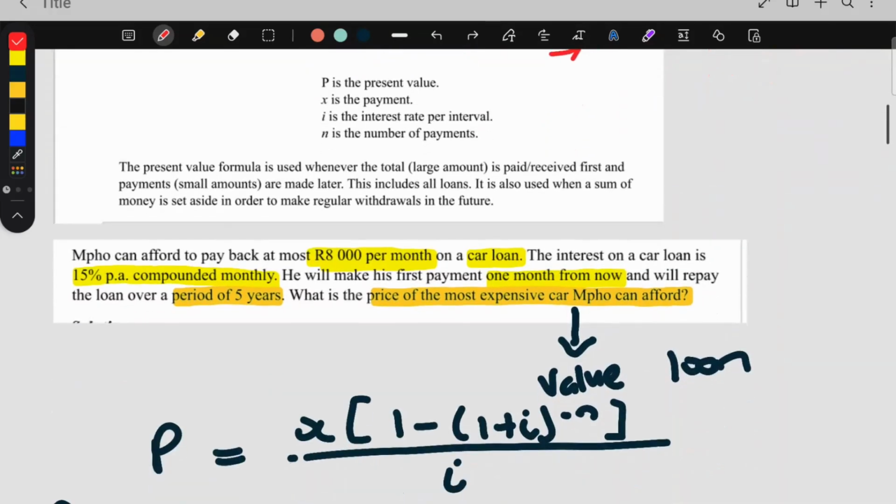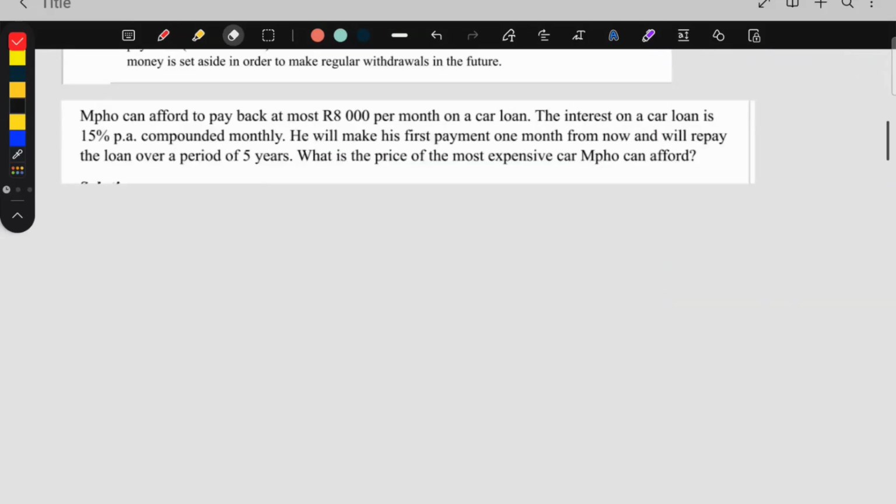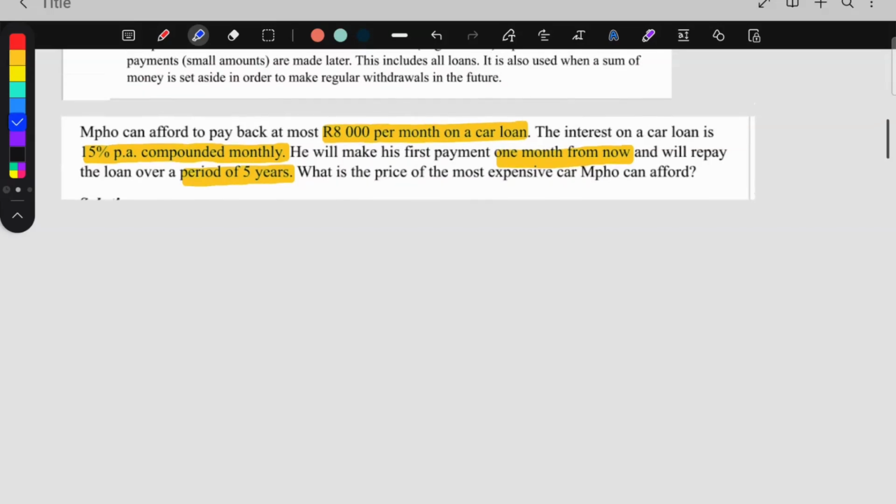So let's look at the example. It says, Mpho can afford to pay back at most 8,000 Rand per month on a car loan. So that will be his monthly payment. And this is a loan. The interest on a car loan is 15% per annum compounded monthly. He will make his first payment 1 month from now. That's normal, if you make a monthly payment, you must start 1 month from now. Okay, and he will pay back the loan over a period of 5 years. And here's the question. What is the price of the most expensive car that Mpho can afford?